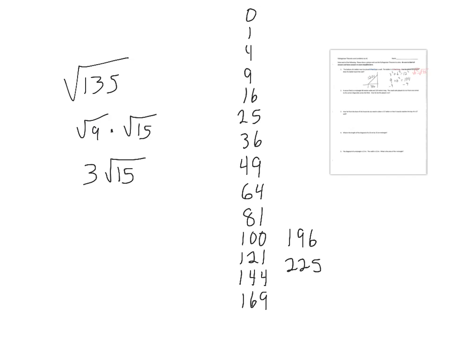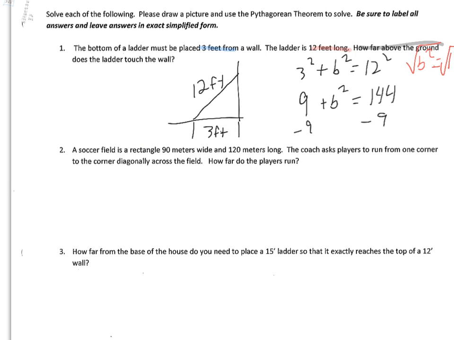And before I say that's my final answer on that, I'm going to check real quick 15 and see if any of those divide evenly into it, and none of them do. So this is my final answer. And when I come back over to my paper, I write 3 on the square root of 15.